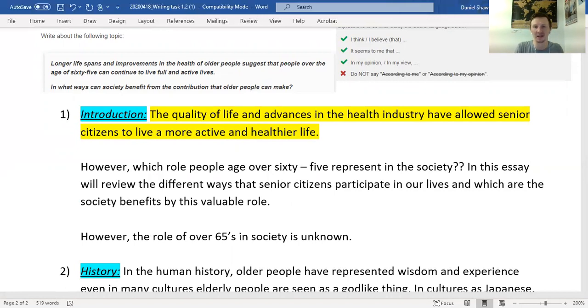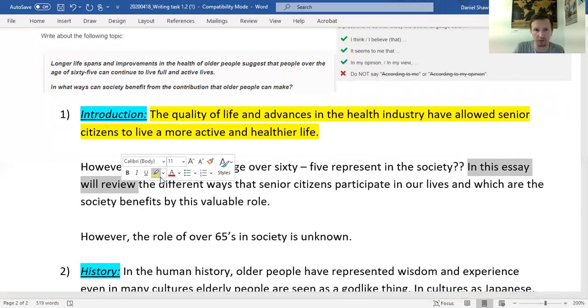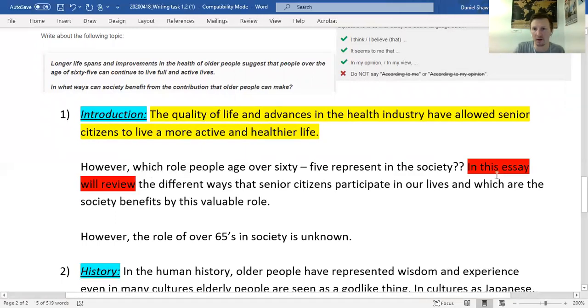So in this essay, we'll review these kinds of phrases we don't need. We only have 250 words, and honestly, this is saying too much. It doesn't add any value. We know that it's an essay. We know we're going to review some different ideas, so we can take this out. So however, the role of over 65s in society is unknown.